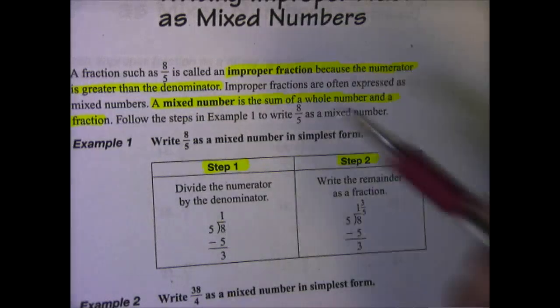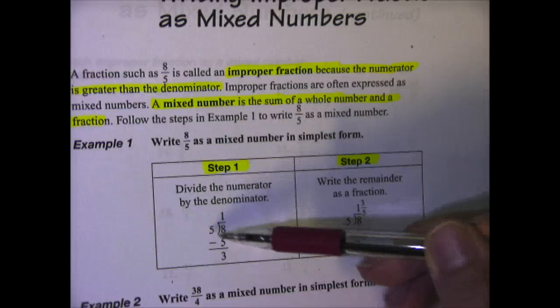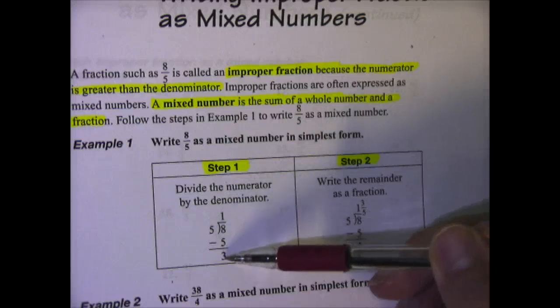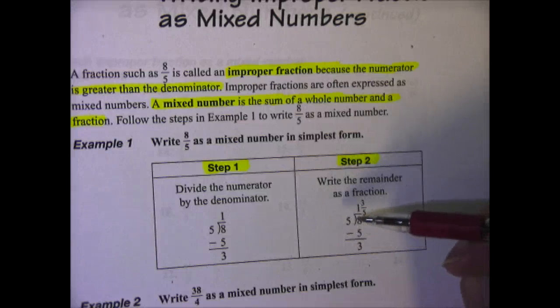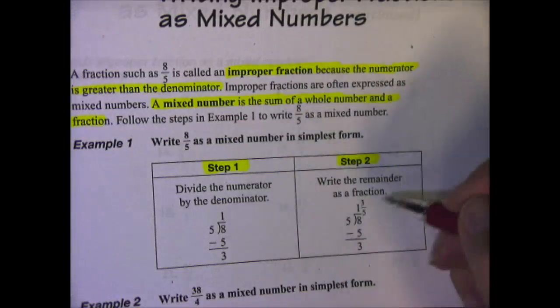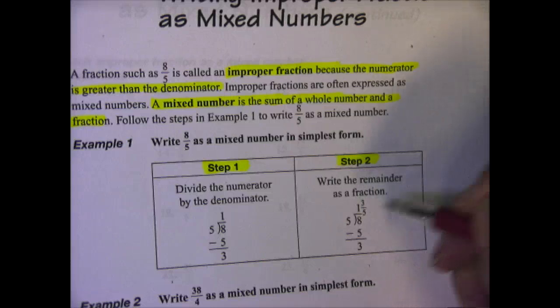So when we divide the numerator by the denominator, 8 goes inside the box, 5 outside. 5 goes into 8 one time. 1 times 5 is 5. 8 minus 5 is 3. So our whole number is going to be 1, and then our remainder is our numerator, and 5 is our denominator.